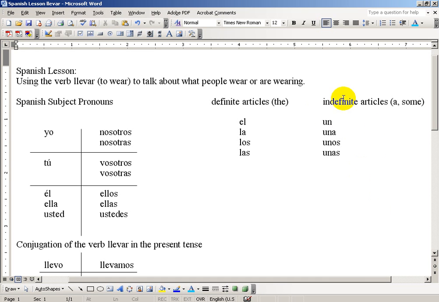What we will be using, though, are over here. We have the indefinite articles. The first 2 both mean a. Un and una both mean a. So un is masculine singular, and una is feminine singular. And unos and unas both mean some, and those are plural, unos masculine and unas feminine. So we'll be using these to say things like I wear a hat, or she wears some shoes, or we're wearing some skirts, for example.